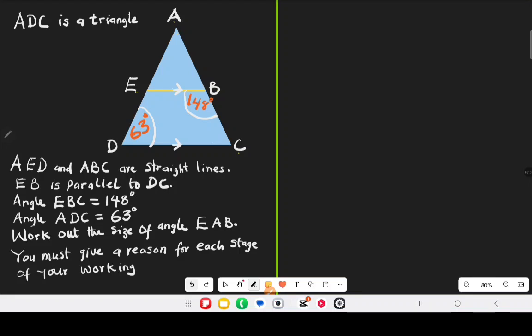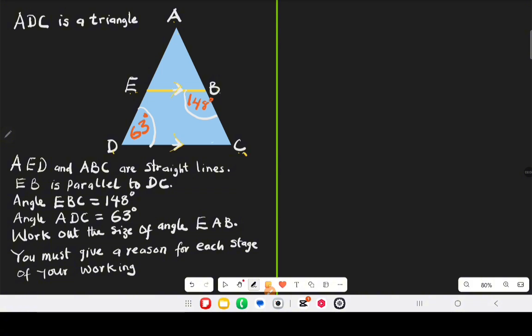This question is number 6, 2020 GCSE exam question paper number 1, high level. ADC is a triangle. We have AED and ABC are straight lines. EB is parallel to DC.